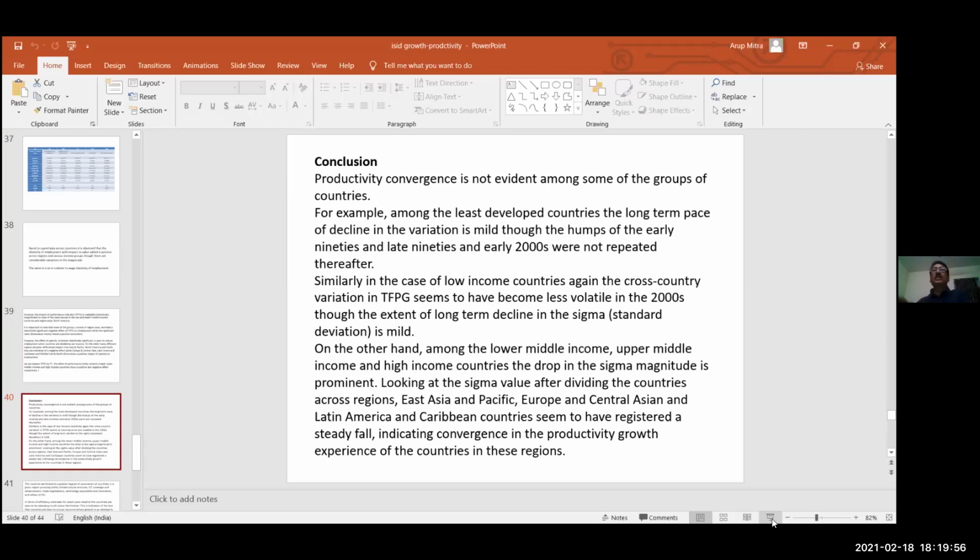Productivity smoothing has taken place, but still, income-wise, when you are dividing the countries, the least developed countries do not show very strong tendencies of convergence. Similarly, in the case of low-income countries, again, the cross-country variation in TFPG seems to have become less volatile in the 2000s, though the extent of long-term decline in the sigma is mild.